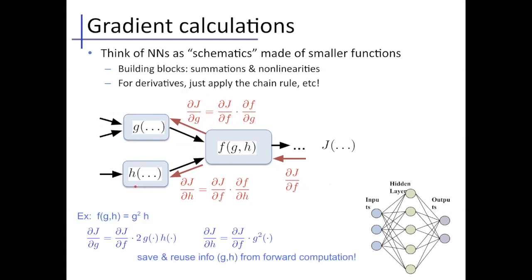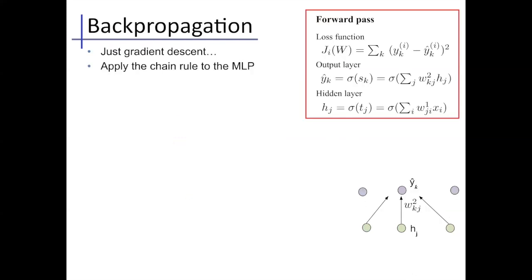Similarly, in order to calculate the gradient with respect to h, you calculate the gradient with respect to f, and then calculate the gradient of f with respect to h. Using this type of chain rule, you can calculate the gradient with respect to h. So in fact, that's it. The so-called back propagation algorithm is nothing but applying the chain rule repeatedly.